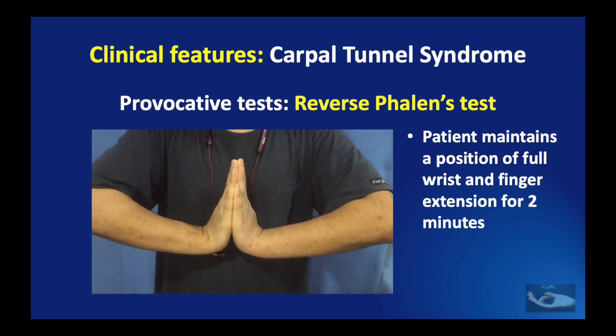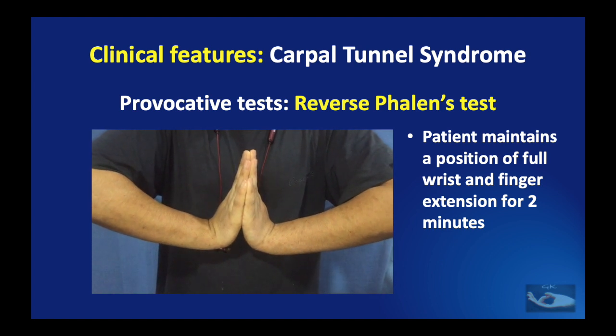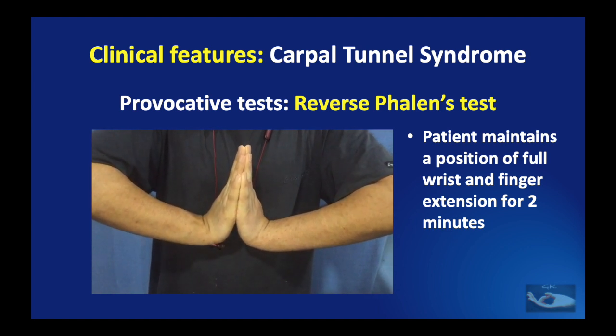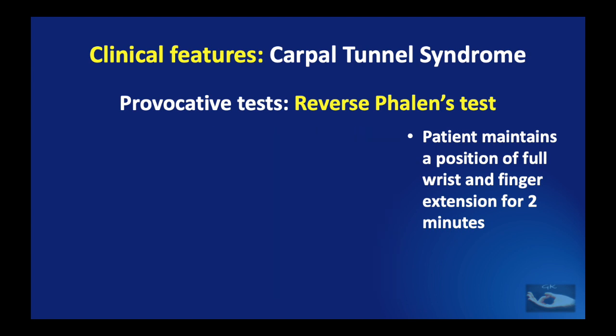The reverse Phalen's test is said to be more effective in bringing out the symptoms of median nerve compression than the Phalen's test because the increase in pressure in the Phalen's test is only about 4 millimeters of mercury at the end of 2 minutes, whereas in the reverse Phalen's test, the increase in pressure is to the range of 42 millimeters of mercury at the end of 2 minutes.